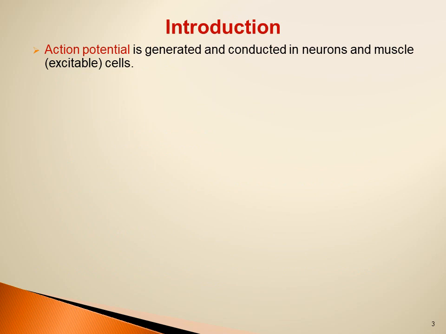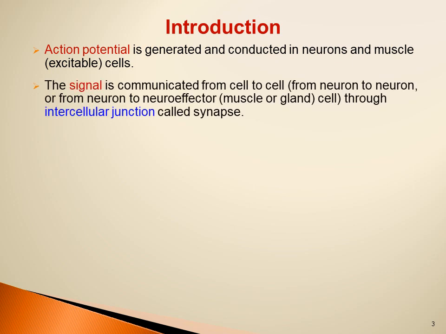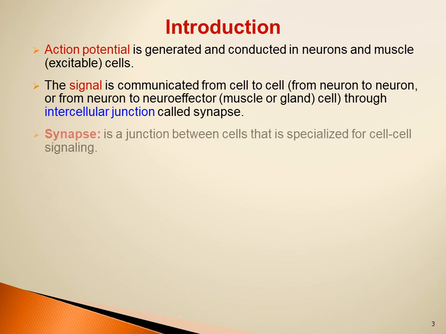Action potential is generated and conducted in neurons and muscle cells, and we call neurons and muscle cells excitable cells because they are able to generate and conduct action potential. The signal is communicated from cell to cell, either from neuron to neuron or from neuron to a neuroeffector cell, which could be a muscle or a gland, through intercellular junctions called synapses. Therefore, a synapse is a junction between cells that is specialized for cell-to-cell signaling.